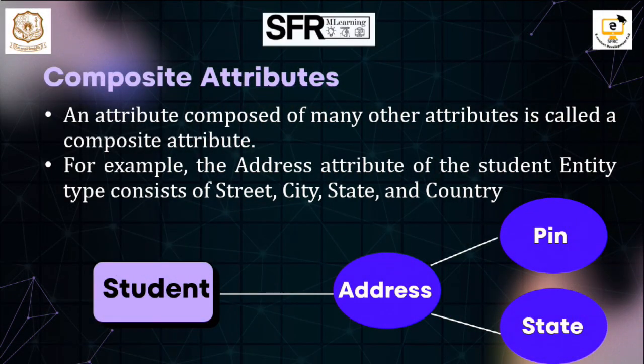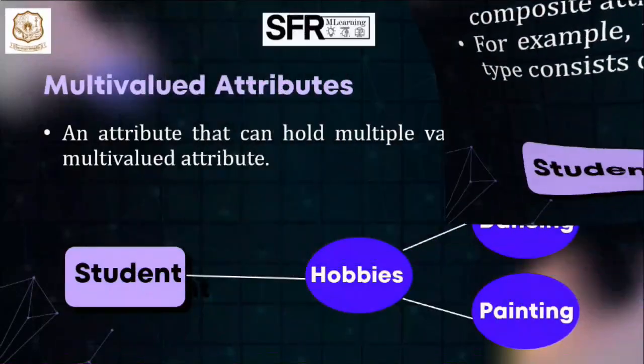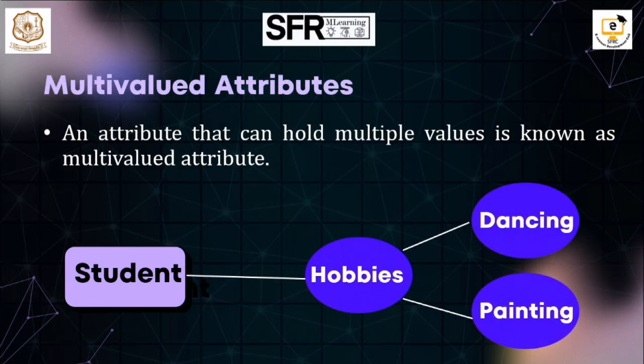Next, composite attribute. An attribute composed of many other attributes is called composite attribute. For example, the address attribute of the student entity type consists of street, city, state and country. Next, multi-valued attributes. An attribute consisting of more than one value for a given entity. For example, hobbies can be more than one for a given student. In ER diagram, a multi-valued attribute is represented by double oval.